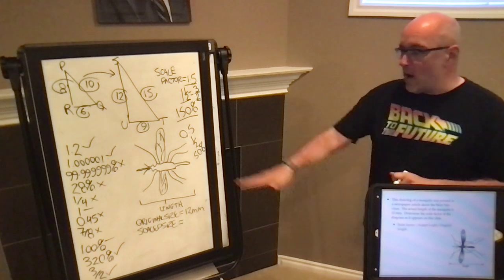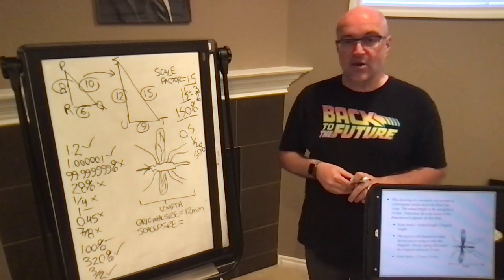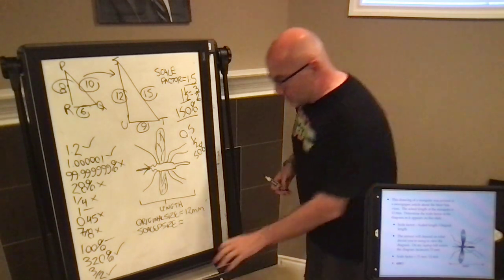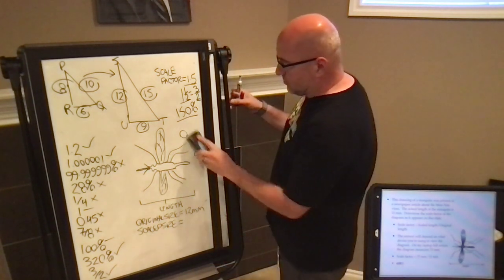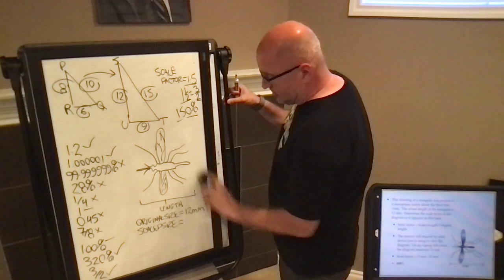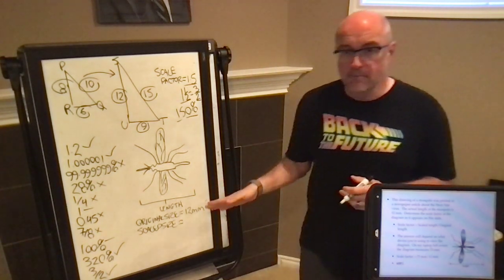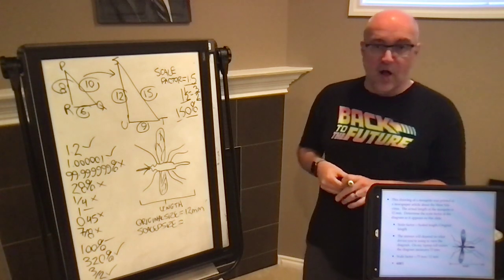Okay, you're probably wondering why there's this diagram of a mosquito up here. It's this slide right here. We've got an enlarged diagram of a mosquito. I'm just going to pull these numbers off here so we're not confused by what's going on with these numbers. The original length of this mosquito is 12 millimeters.